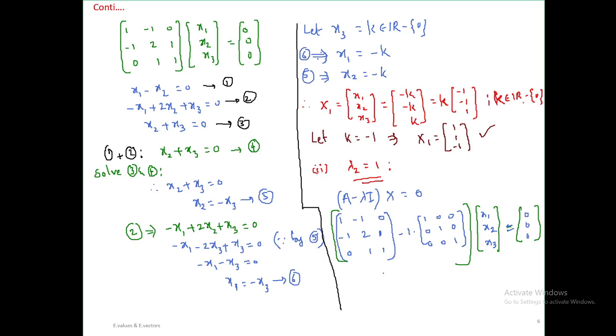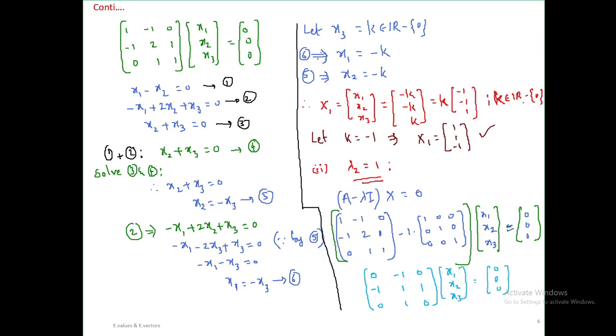So, the first entry is 1 minus 1, which is 0. Next, minus 1, 0. Only diagonal entries are reduced by 1. So 2 minus 1 is 1, 1, 1, and 0, 1, 0, into x1, x2, x3 equal to 0, 0, 0.